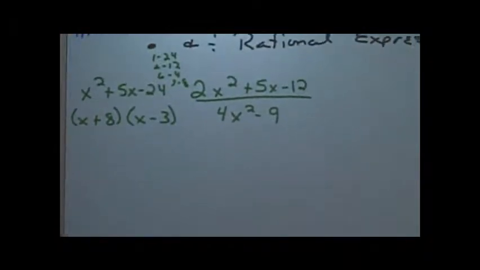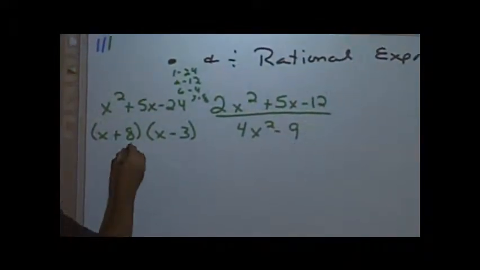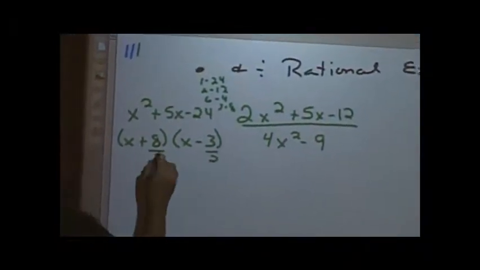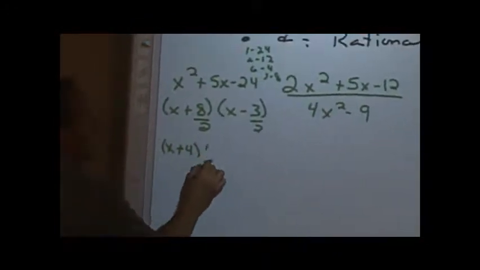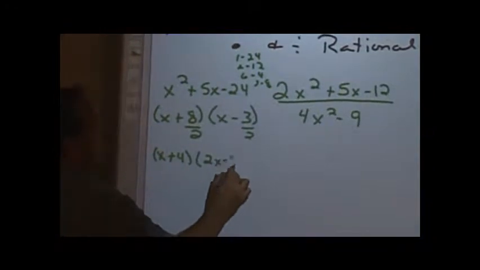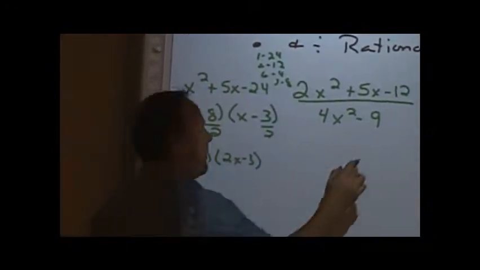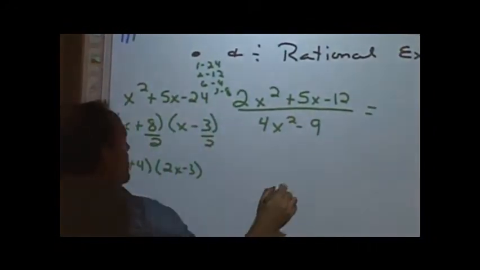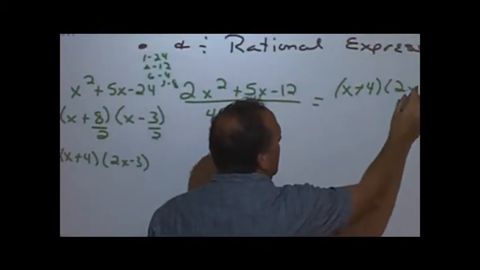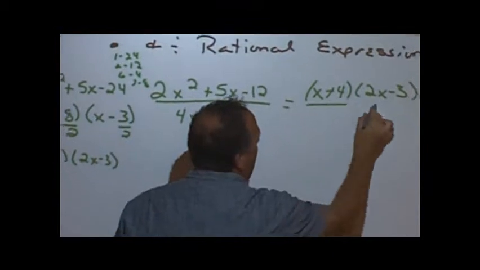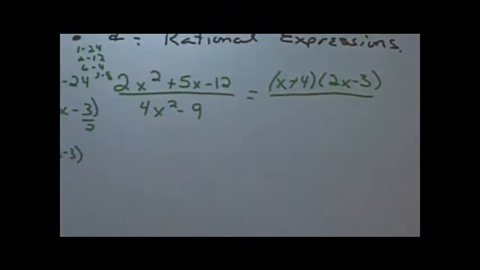We've got to divide by what? 2. Got to divide by 2. That gives me x plus 4, and this gives me over here 2x minus 3. So that's my numerator. Okay, so I'm going to rewrite that. X plus 4, and 2x minus 3. Okay, now I've got to factor down my denominator.